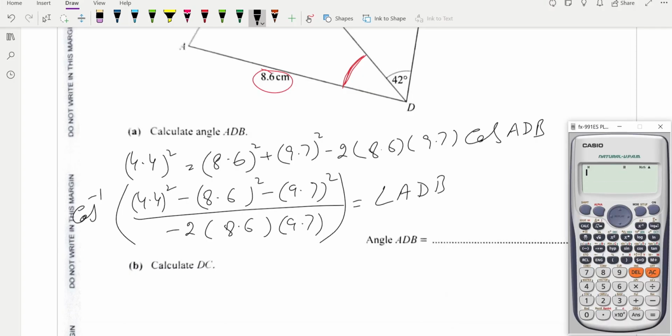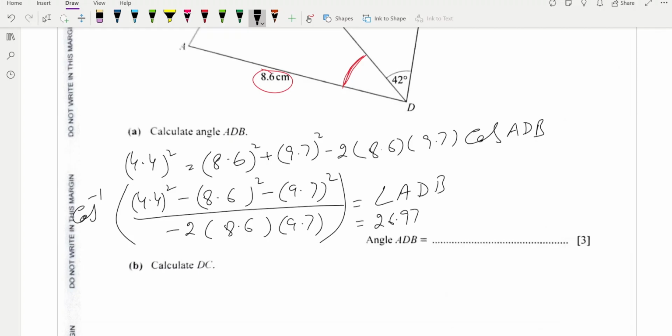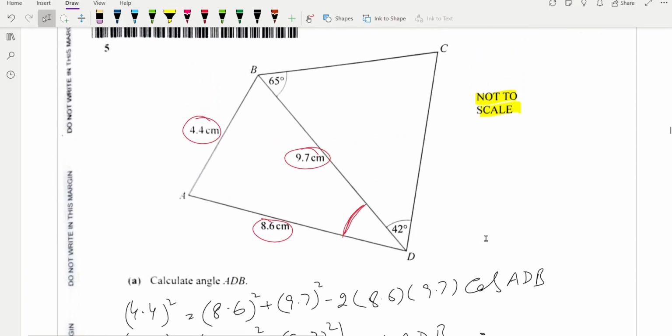So we can shift cos also, so angle ADB will be equal to cos inverse of this one, and we can directly calculate cos inverse of this fraction is 4.4 squared minus 8.6 squared and minus 9.7 squared, and this will be divided by minus 2 into 8.6 into 9.7, and bracket we need to close, and this will be equal to 26.97, which is approximately equal to 27 degrees. So our answer will be 27 degrees. Hopefully you understood this.